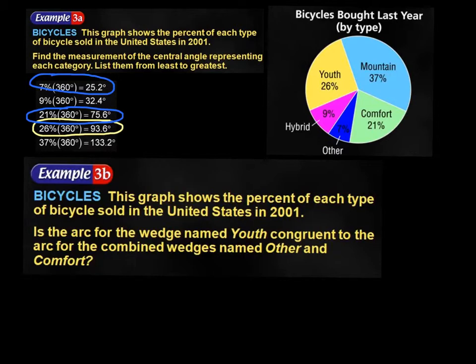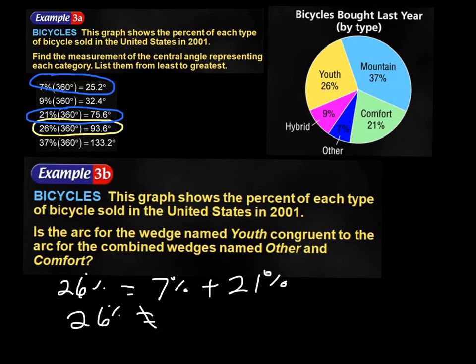Is the arc wedge named Youth, which was 26%, equal to the combined wedges for Other and Comfort? Well, not quite. 26 does not equal 28. You could also add the angle measures, and you know what? They're not the same either. So that's a big no.